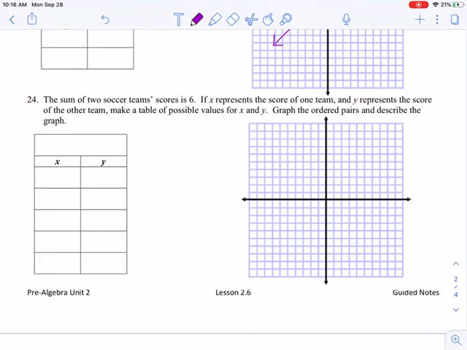24. The sum of 2 soccer team scores is 6. If X represents the scores of team 1 and Y is the other team, we'll call that one team 2, make a table of possible values. So we know they have to equal 6, so come up with anything that would equal 6. I'm going to do 4 and 2. And then graph those. All right, and it looks to me like those would also be in a straight line there.